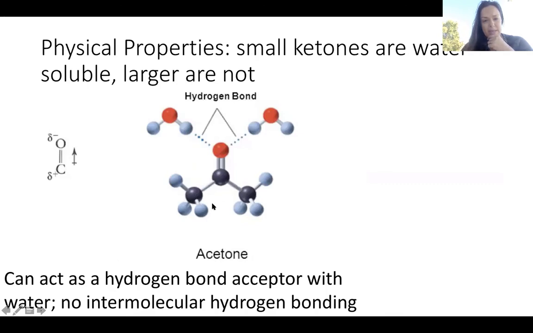For ketones, remember ketones is when you have a carbonyl, so a carbon double bonded to an oxygen, and the carbon of the carbonyl is bonded to two other carbons. Same thing, small ketones are water soluble, but as you get more and more carbons on there, the polarity is going to go down. And so those larger ketones are not going to be water soluble anymore. And same thing as the aldehyde, it can act as a hydrogen bond acceptor with water, okay? But there's not going to be any hydrogen bonding going on between ketone molecules. So no intermolecular hydrogen bonding. Again, because there's not a hydrogen directly bonded to an F, O, or N.